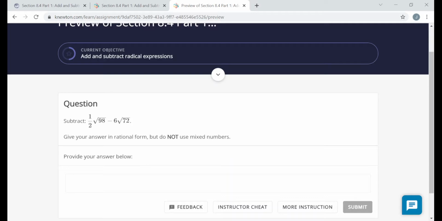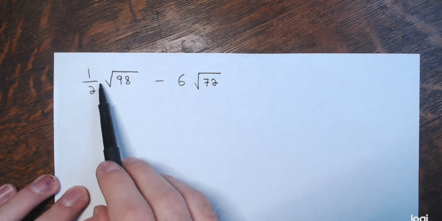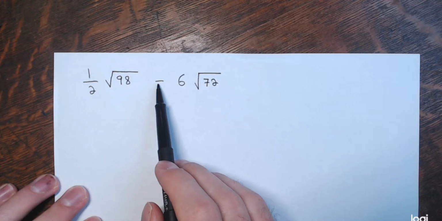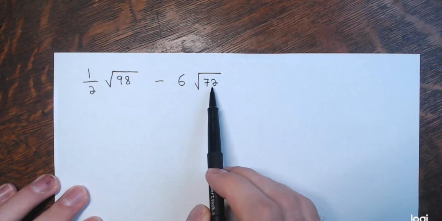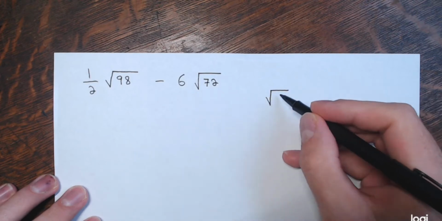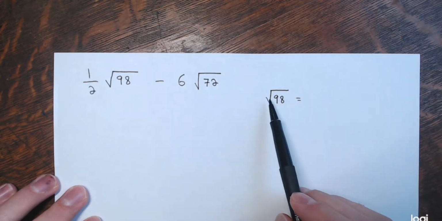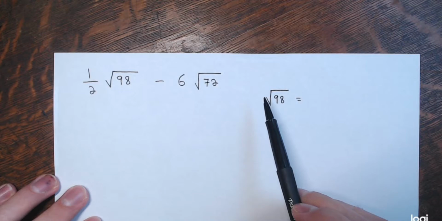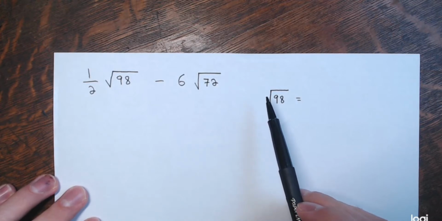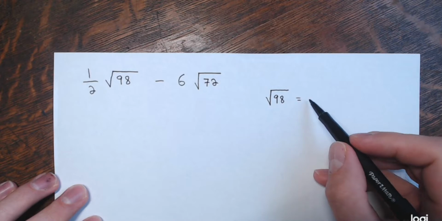So once again, I'm going to write this out and we'll do it on paper. Okay, so I'm given 1/2 times the square root of 98 minus 6 times the square root of 72. Once again, off to the side here, I'm going to simplify the radicals. Square root of 98. Now be careful, before we did cube roots, this is a square root. So I'm looking for factors of 98 that are a perfect square. Well, 49, you can break it down completely, but I can see it right now.